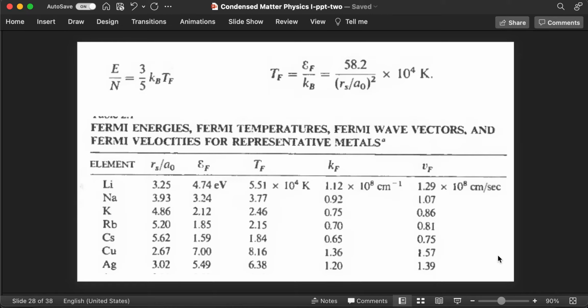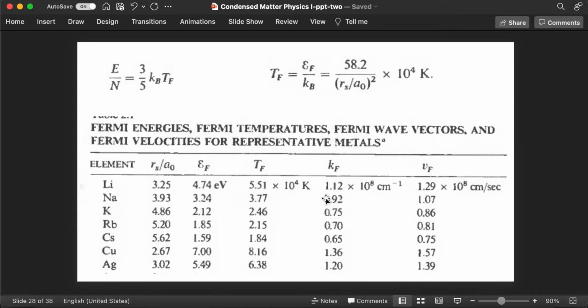Now you can estimate the Fermi temperature from the Fermi level, and you can see the value of the Fermi level shown for some metals, and the Fermi temperature and the values of kF, vF and so on. Look at the Fermi temperatures. The Fermi temperature is basically that temperature when most of the electrons are excited above the Fermi level.